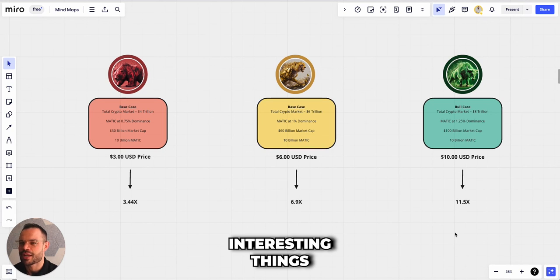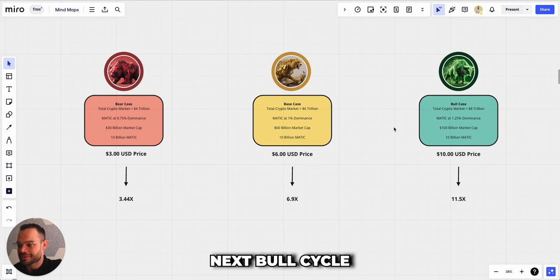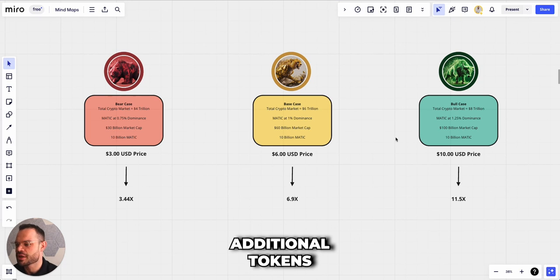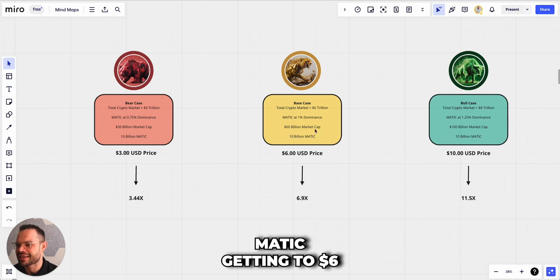So, some interesting things to note here. Again, in summary, basically 40% more MATIC tokens in circulation this time around versus 2021, but the silver lining being that we are pretty much almost at 100% MATIC tokens in circulation. It might be that we have to wait until the next bull cycle till we see MATIC really start to put in bigger and bigger prices, because we won't have additional tokens coming into circulation. But still some pretty good possibility for returns here. Even in a base case scenario, MATIC getting to $6 would give you pretty much a 7x from today's prices.